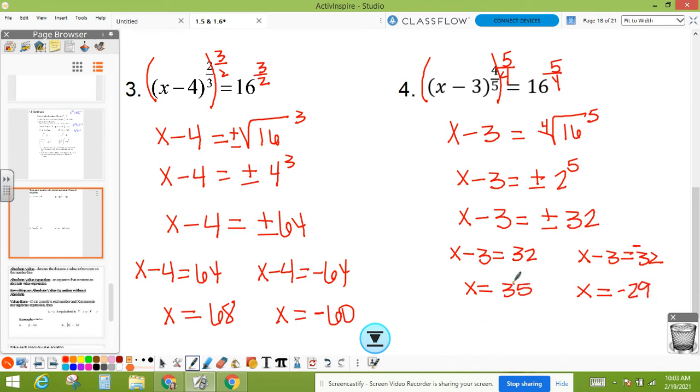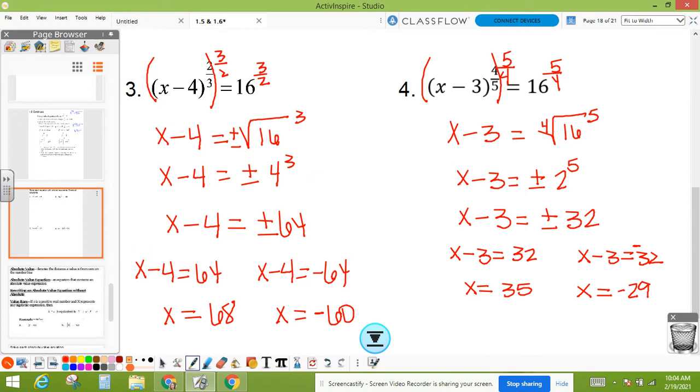All right, so again, mentally going back and checking, 35 minus 3 is 32. If you raise that to the 4/5 power with your calculator, you're going to get 16. So it works. If we take negative 29 and subtract 3, that's negative 32. If you raise that to the 4/5 power, you get 16. All right, so again, like I said, checking them, you're supposed to, but I've never run across one of these that really had an extraneous solution. So if you don't check them, you should be okay.